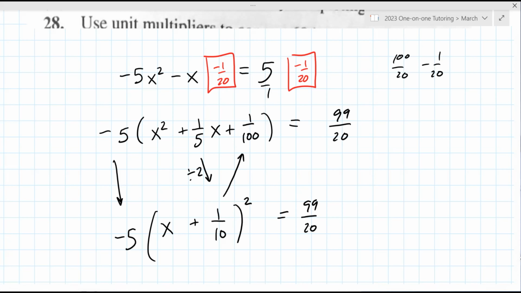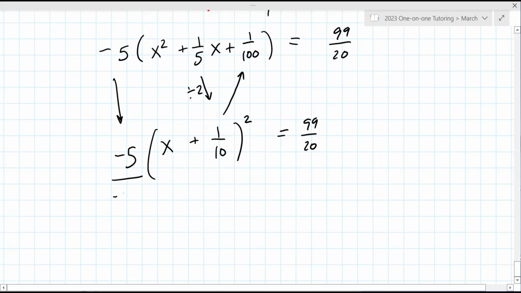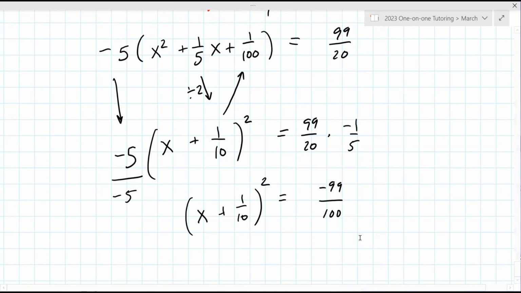It's hard. The numbers aren't working out nicely, but we're on the right path here. We have to divide by -5 or multiply by -1/5, the reciprocal. This ends up being minus 99 over 100 equals x plus 1 over 10 squared. Whenever you see a negative on the right-hand side and you're taking a square root, that indicates that the solution is not in the real domain. You're going to have two imaginary or complex solutions. Do you remember that from the other lesson?